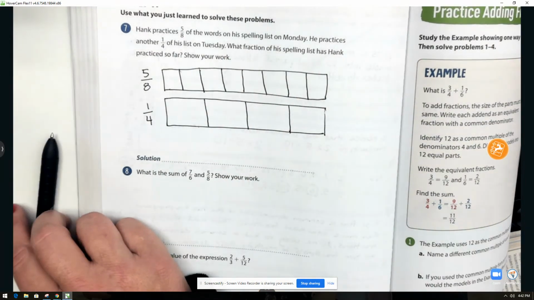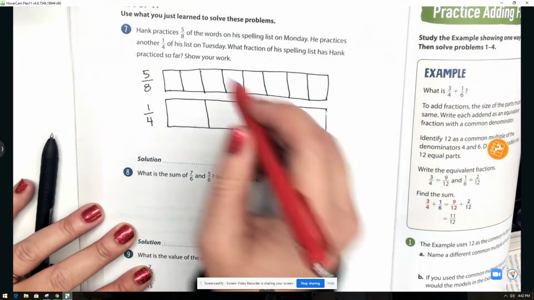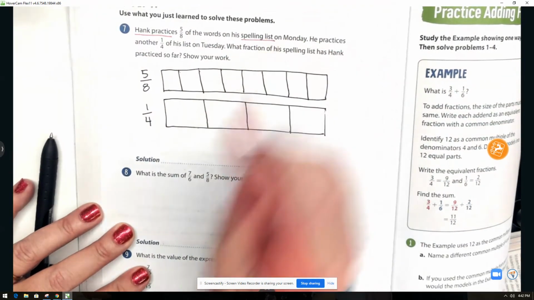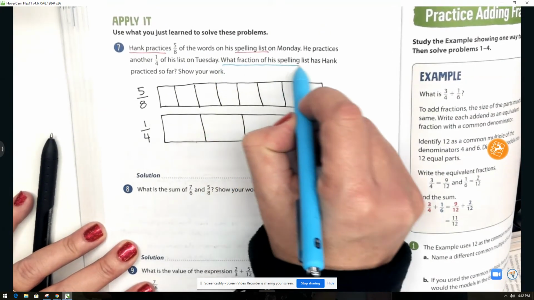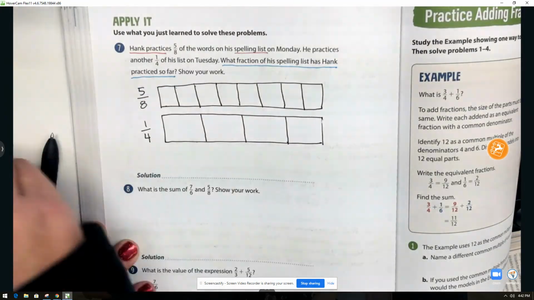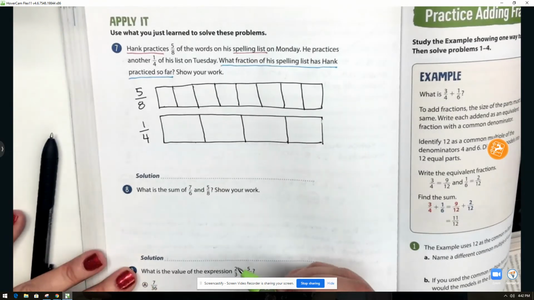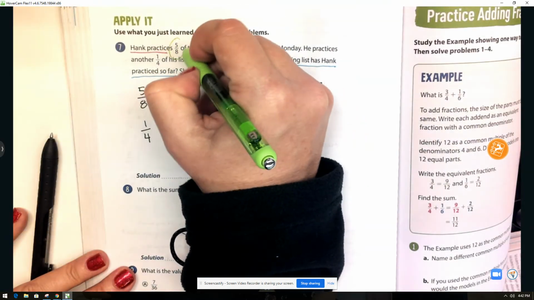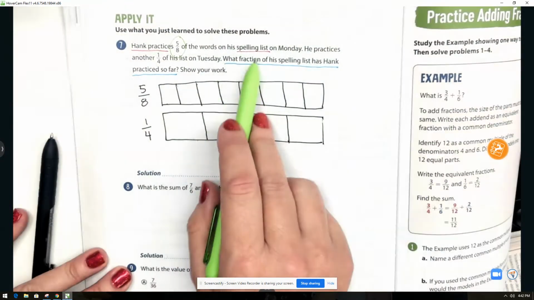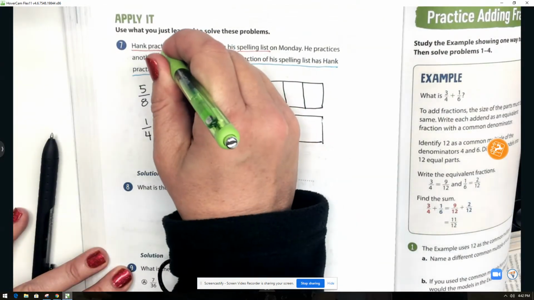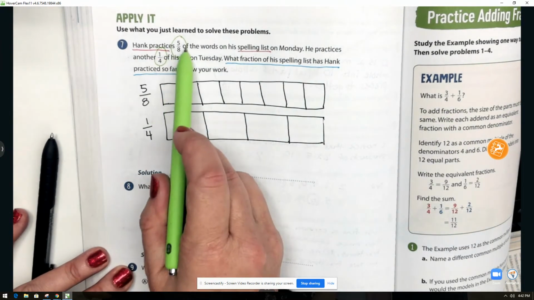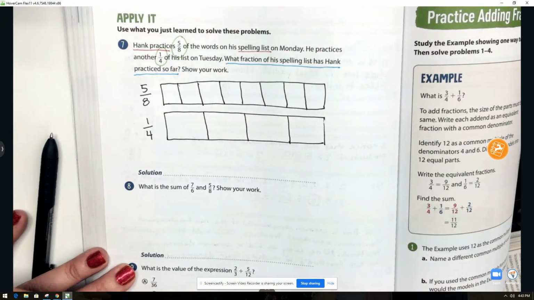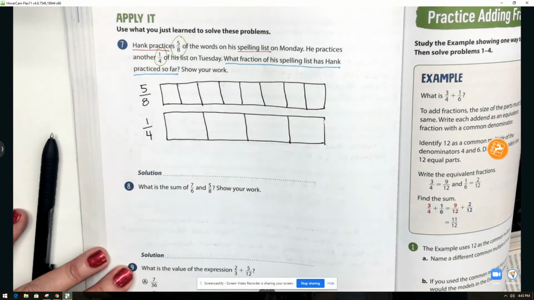Show your work. So first, what are we talking about? We're talking about Hank practicing his spelling list. What is the problem we're trying to solve? What fraction of his spelling list has Hank practiced so far? What is the important information? We know that he practices 5/8 of the words on his spelling list on Monday, and he practices 1/4 of the list on Tuesday. So we want to add those 2 together, but we can't add them together right now because they are not equal parts. Let's look at the 2 fraction bars to see that.